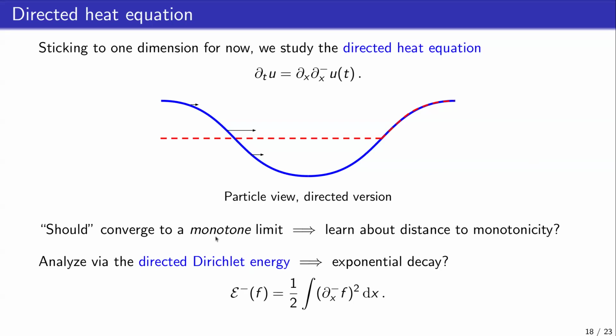So because this converges to a monotone limit, what I hope by analogy is to learn something about distance to monotonicity. And I'm going to analyze it via a directed version of the Dirichlet energy that I just told you about. So I'm going to define the directed Dirichlet energy to be just the integral of now the local violations of monotonicity, so the negative parts only of the derivatives in x, and then squaring everything.